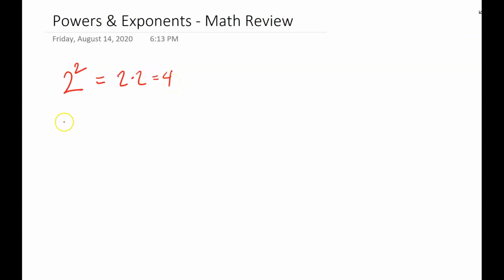Conversely, you can raise something to a negative power. What does that mean? Well, it means you're dividing by two 2's, right?